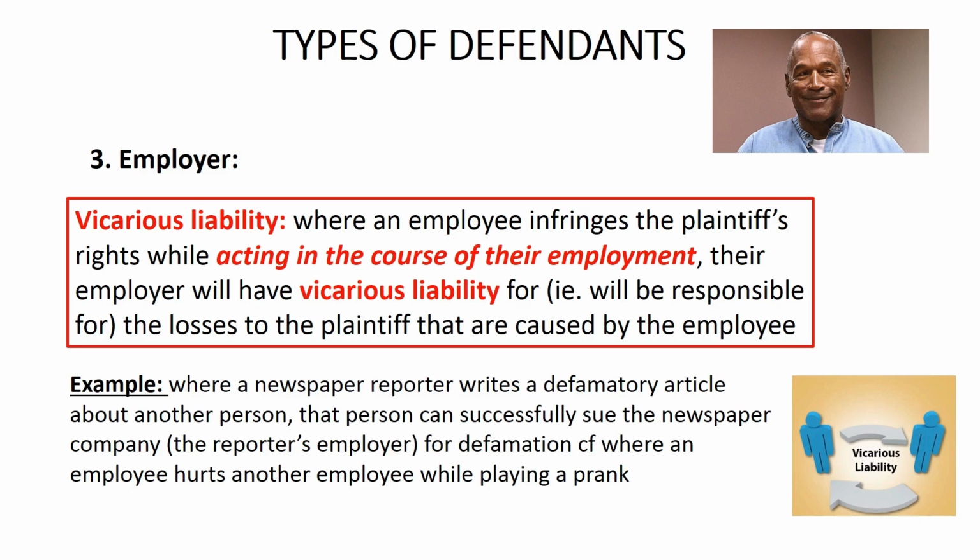Now note that for an employer to be vicariously liable for an employee, that employee must be acting in the course of their employment. So, for example, if the newspaper reporter had hurt another employee of the newspaper company by playing a prank on that other employee, then the newspaper reporter's employer, that is the newspaper company, would not be vicariously liable for that injury. This is because it is not part of a newspaper reporter's employment to play pranks on other employees.